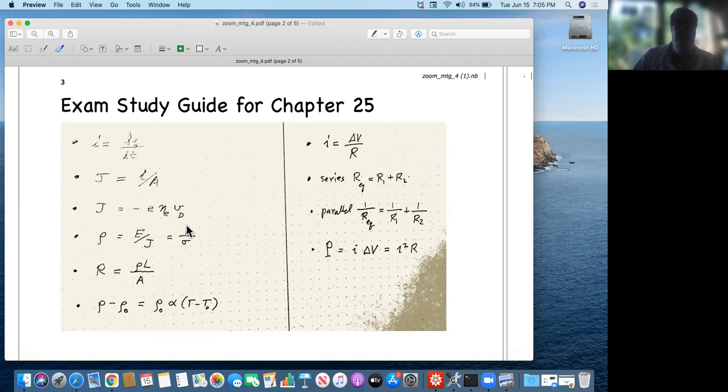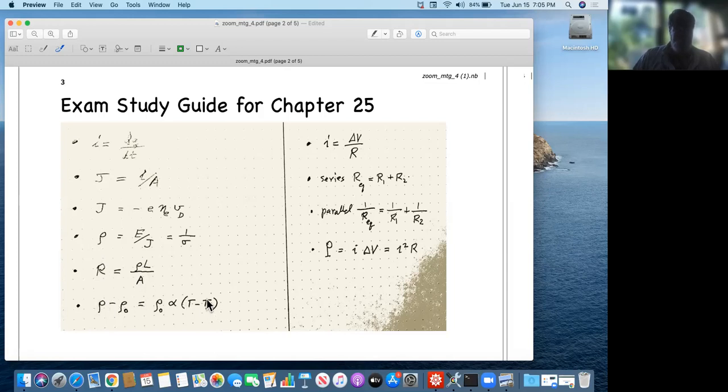Or we also define conductivity. 1 over the conductivity is equal to resistivity. And in particular, the resistance of a wire is the resistivity rho times L over A, where L is the length of the wire and A is the cross-sectional area of the wire. So a longer wire has a larger resistance, and a skinnier wire has a larger resistance.